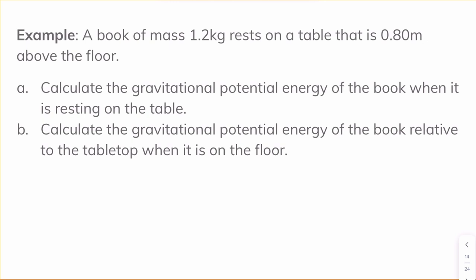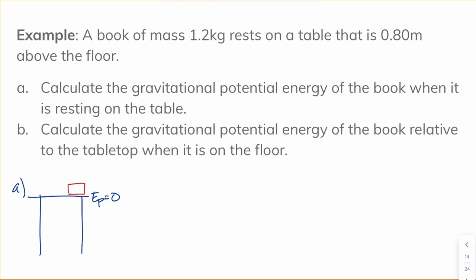Here we have a book of 1.2 kilograms resting on a table that is 0.8 meters above the floor. We want to calculate the gravitational potential energy of the book when it is resting on the table. This is one of those situations where we have to define what zero is. We have many choices, but two that make the most sense. We could say that the tabletop is zero. That's when the EP is zero.